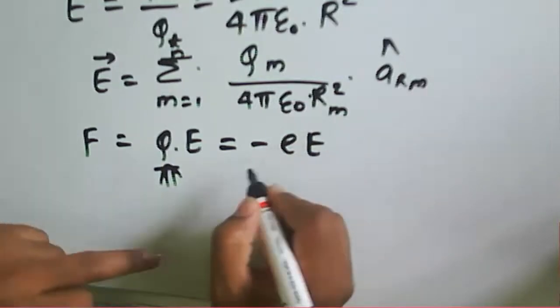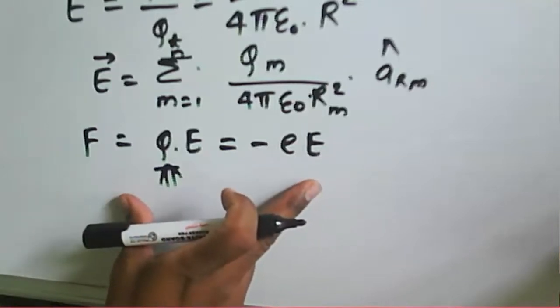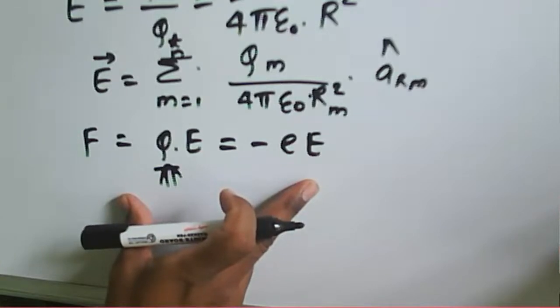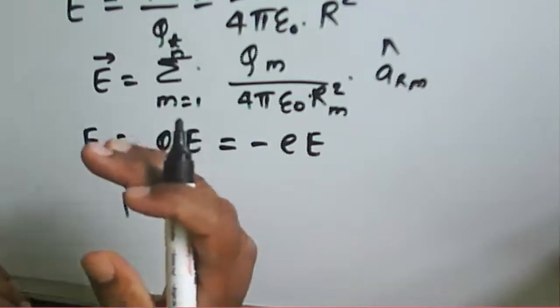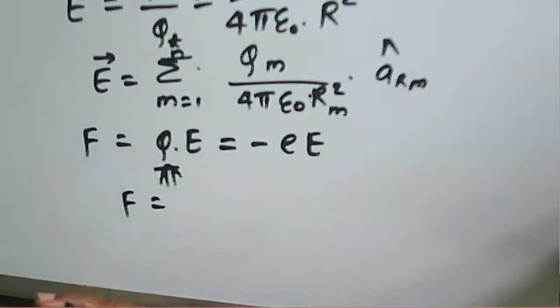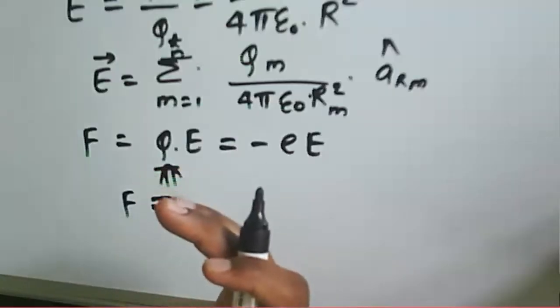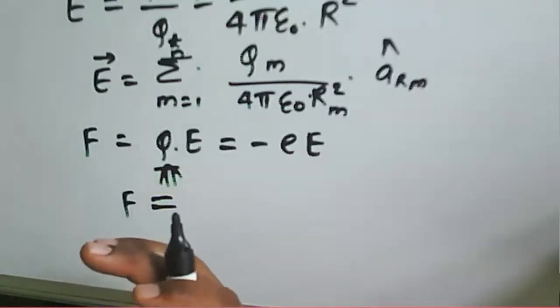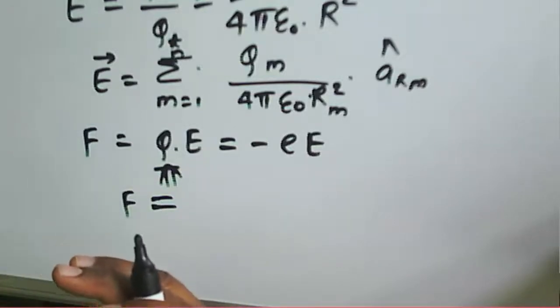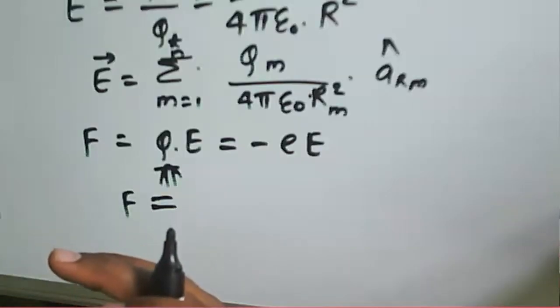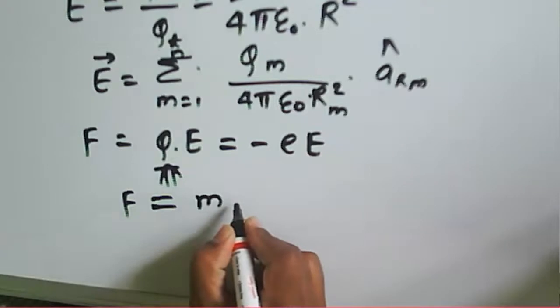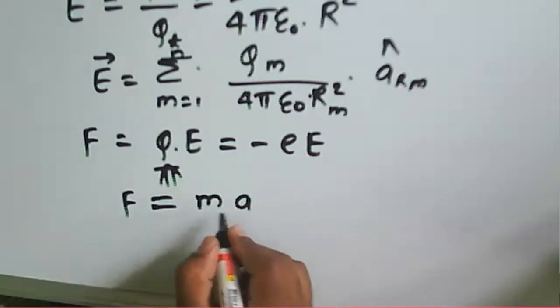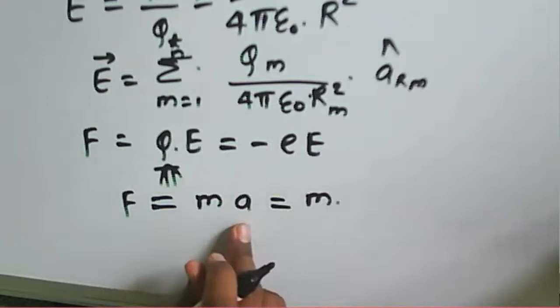Now, this is the equation in terms of a charge. Again, there is electron motion, so we can write it in terms of acceleration, because electrons are moving from one place to another. In that case, we can write the equation of force in terms of acceleration. Force can be related to acceleration. The electron has some particular mass, so we can write F is equal to m into a.